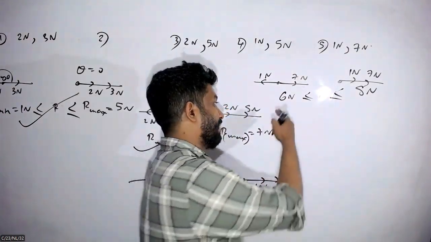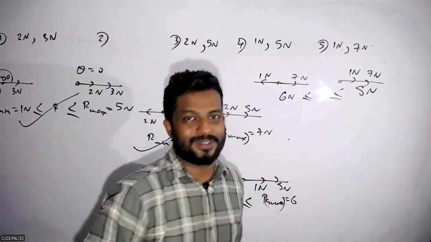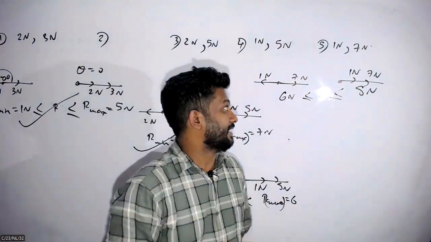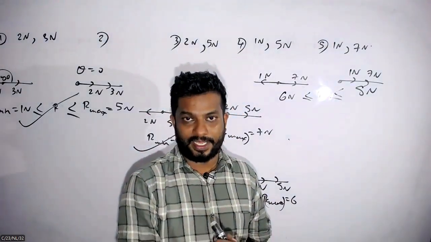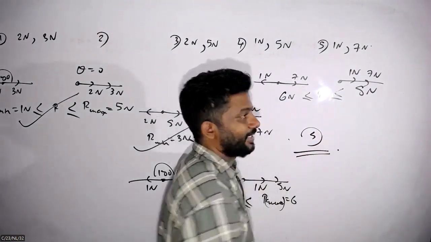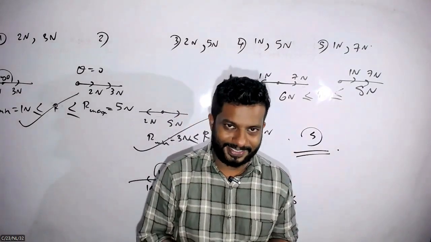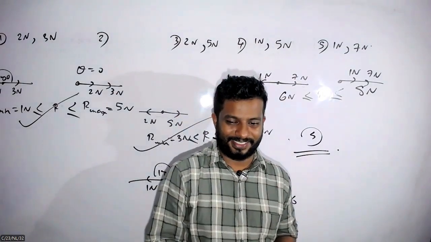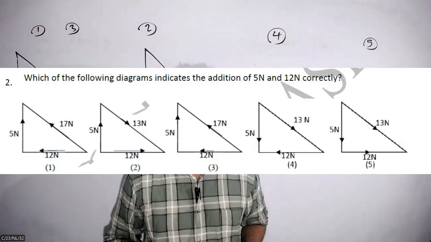Why? The minimum this can make is 6 Newton. Therefore, the answer is the fifth one. They never produce 0 resultant. This can never make 4 Newton, children. Got my point? Right. Let's see the next question.